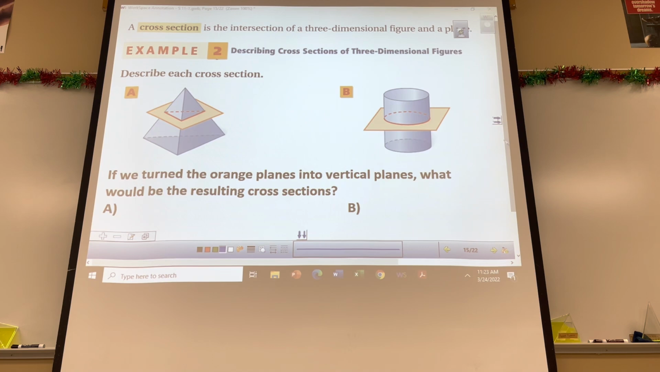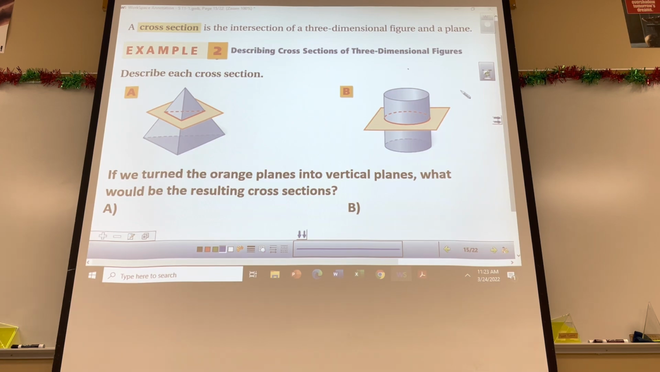Alright, so first up, guys, we have a cross section. Here's the formal definition: the intersection of a 3-dimensional figure and a plane. So you guys know what 3-dimensional figures are now. We've been working with those a bunch. A sphere, a triangular pyramid, a cylinder. What's a plane? Can someone please remind me, what is a plane?